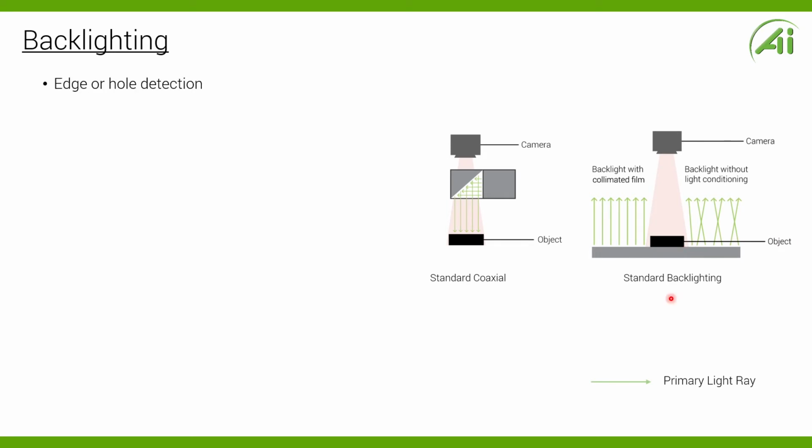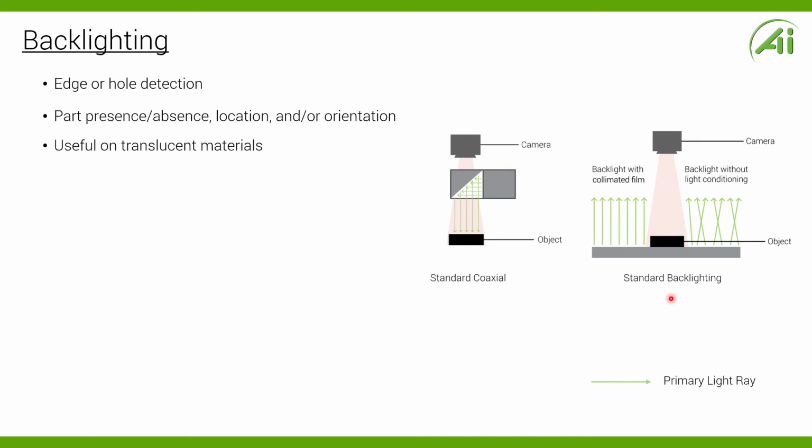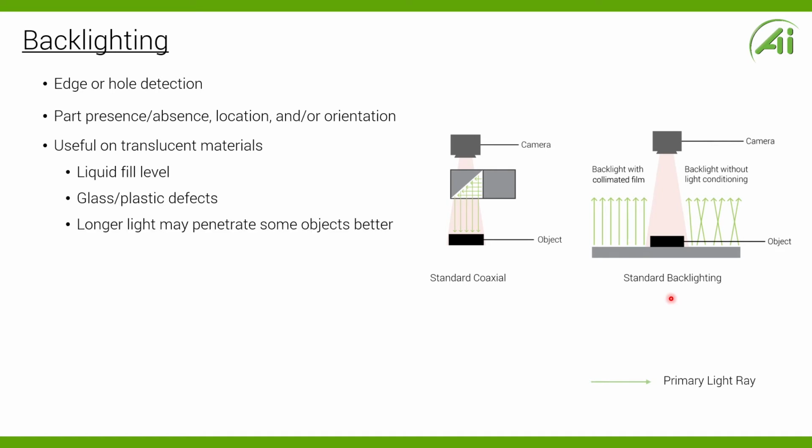And backlighting is beneficial for a lot of different applications as well. So edge and hole detection for one, part presence, absence, location, orientation. Useful, of course, on translucent or transparent materials as well. And of course, in this case, we may be looking at something like liquid fill level, glass or plastic defects. Longer light tends to penetrate objects better as well. We want to keep that in mind, longer wavelength light, I should say.